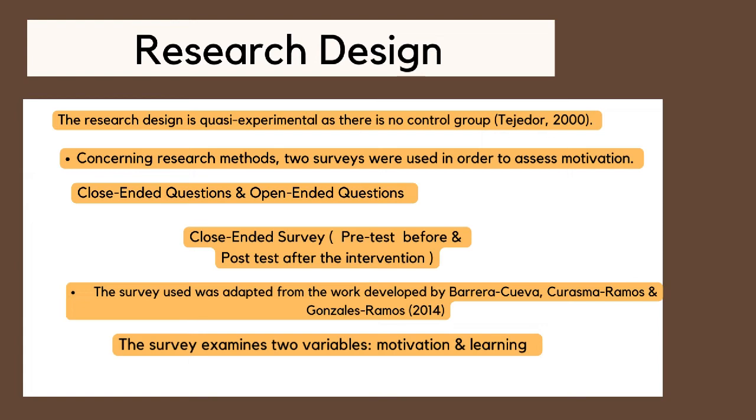The survey was used due to its adequacy concerning the research topic, as it assesses the intrinsic and extrinsic motivation regarding English learning. In addition, the survey was validated by experts and by the Cronbach-Alpha standard. The study examines 2 variables, motivation and learning, but the other variable was not examined due to the nature of the research.